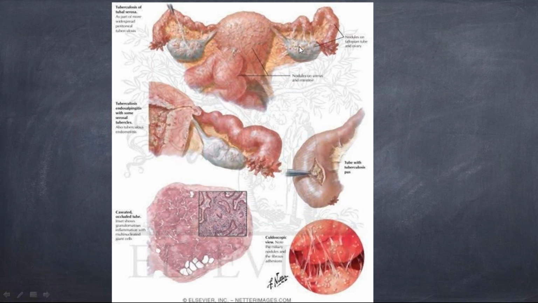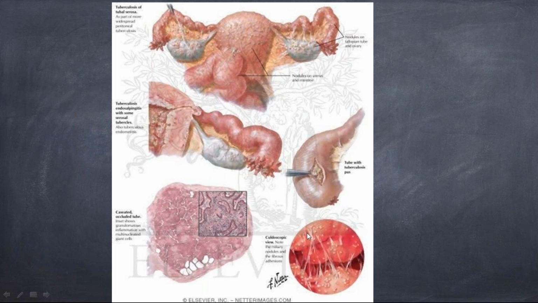What you see here in the picture is a tobacco pouch appearance of the tube. There are fimbrial adhesions, and this tube has been distorted and expanded in the form of a tobacco pouch. So this is also a classical presentation of TB in the fallopian tube. And again, here is your histopathological examination. In this histopathological examination, what you are seeing is caseation surrounded by lymphocytes.